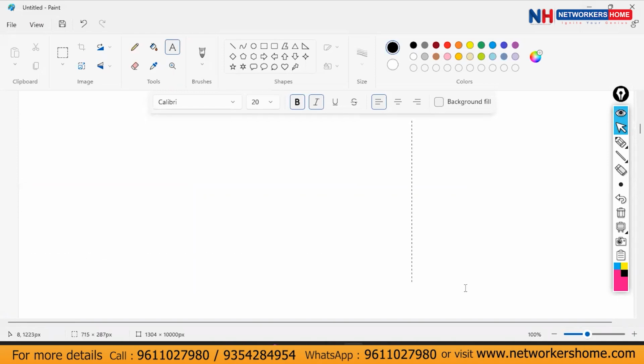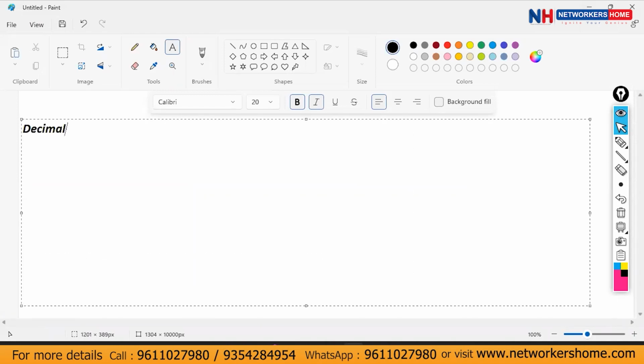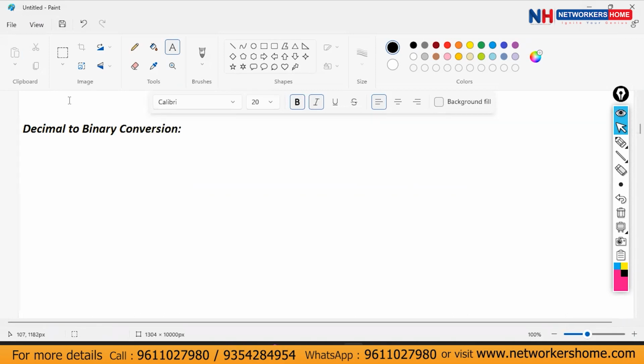So the first conversion we are going to do is decimal to binary. Why do we need the decimal to binary conversion? Because we humans understand the decimal number system. If I write something in binary, let's say I write 101, it is a binary number. Can you tell what is the value in decimal? You don't know, right? For some people who have already studied, they will know. But most people do not.